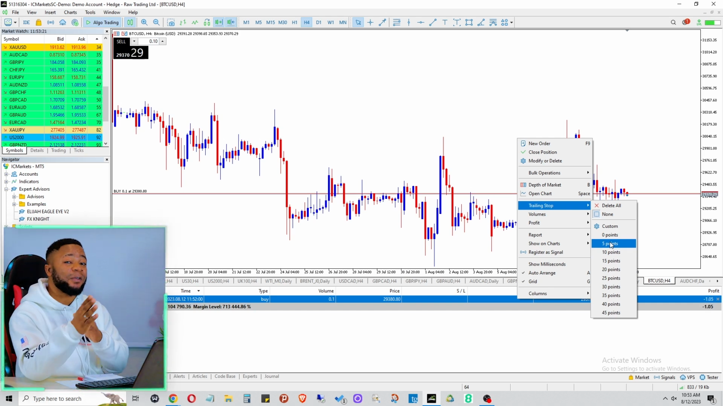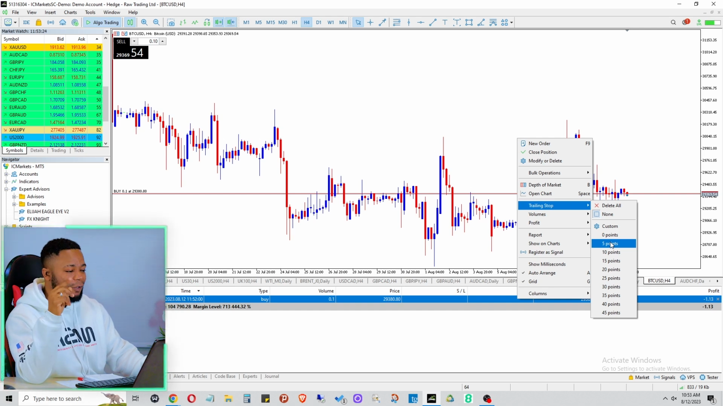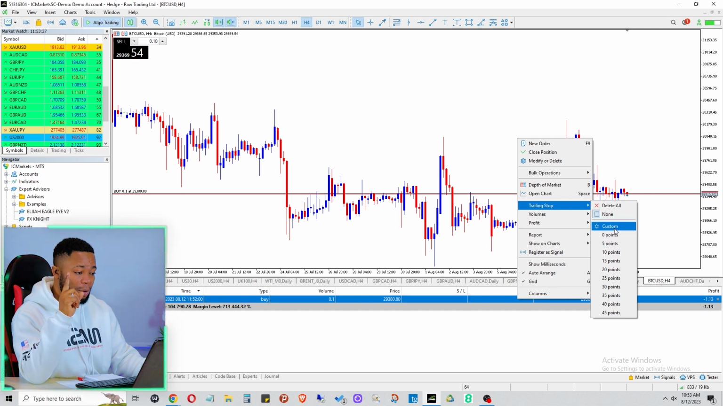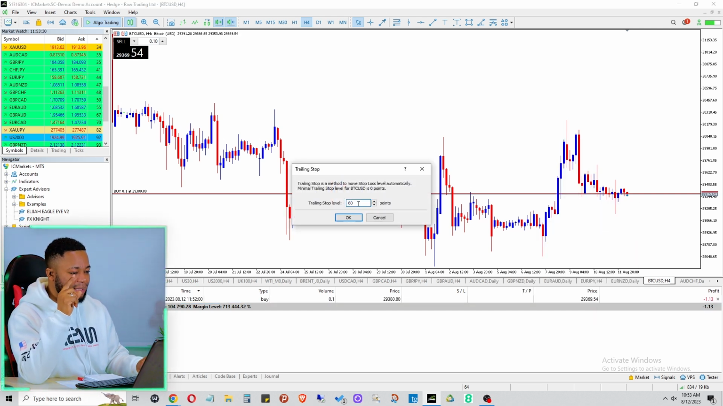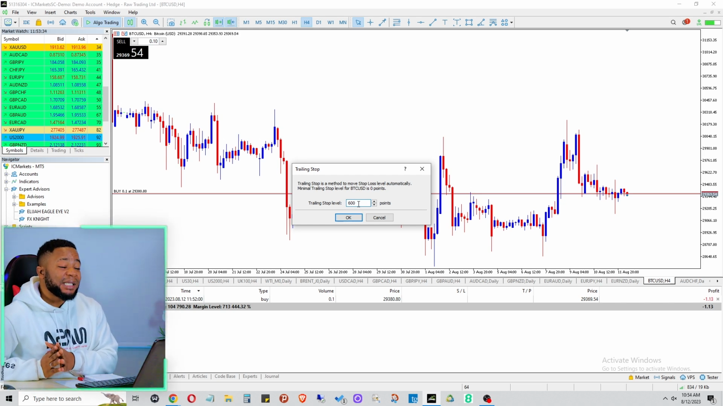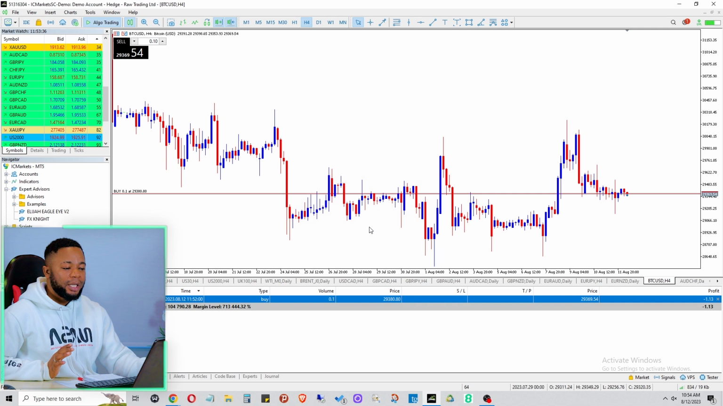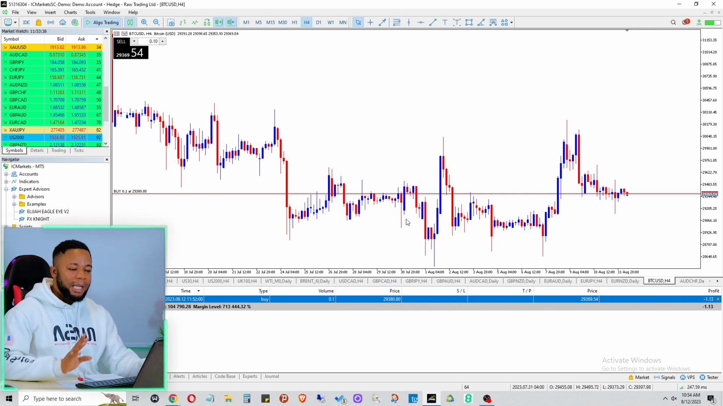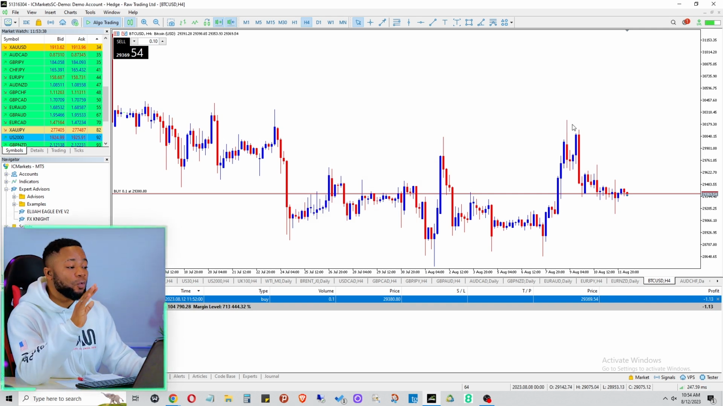A point is 1/10 of a pip, right? So anything you put here is in terms of points, and remember, you measured in terms of pips. So you come here on custom, and you put 600 points, which is the same as 60 pips, and you click on OK. Boom. At this point in time, you don't even need to worry.